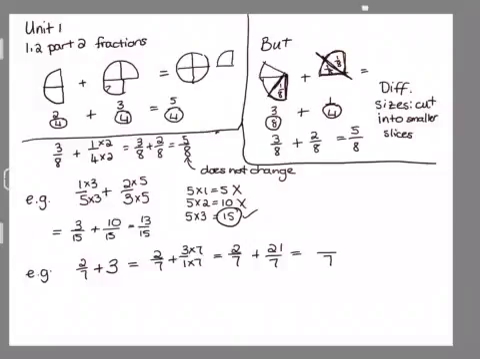Remember, the 7 stays. That's the size of the slices. But now I have 23 slices of 1/7 each.